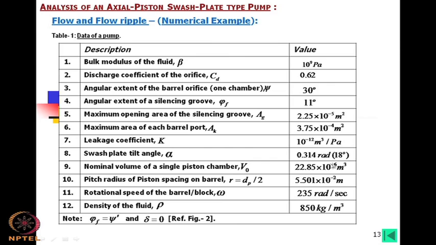Now, swash plate angle alpha is maximum 18 degree and nominal volume of single piston chamber is 22.83 × 10 to the power minus 6 meter cube, very small, and R, that is radius, is 5.501 × 10 to the power minus 2 meter, that is 55 millimeter, DP is 110 millimeter, rotational speed of the barrel at a nominal speed we have considered 235 radian per second, density is 850 kg per meter cube, and we have also considered this angle, two angles are same, and the delta, that is the deviation of both the side distribution, those are 0.